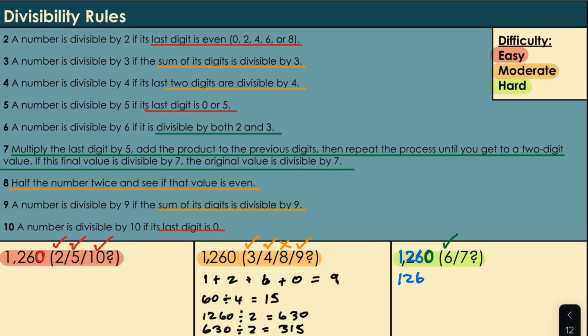Now I see that my last digit is 6. 6 multiplied by 5 is 30. Now the green 30 plus the blue 12 is equal to 42, and it's a 2-digit number. Is 42 divisible by 7? Yes. 42 divided by 7 is 6. So we know 1260 is divisible by 7.